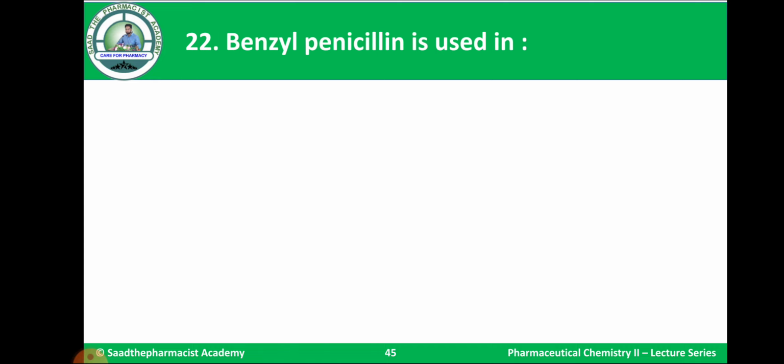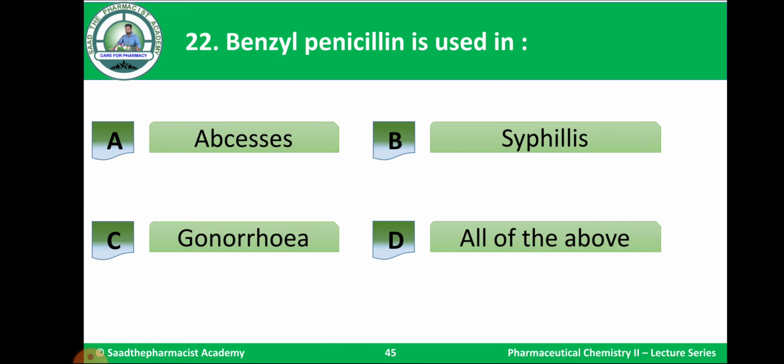Question number 22. Benzyl penicillin is used in. The options for this question are A. abscesses, B. syphilis, C. gonorrhea, D. all of above. And the correct answer for question number 22 is all of above. Means benzyl penicillin is used in treatment of abscesses, syphilis, gonorrhea. Abscesses means formation of pus in the injuries that develops because of accident, and syphilis and gonorrhea both are sexually transmitted diseases, and the drug of choice in the syphilis and gonorrhea is only the benzyl penicillin in the form of injections. Means the correct answer for this question is all of above.